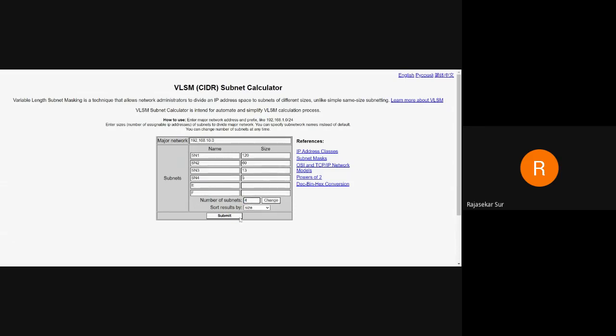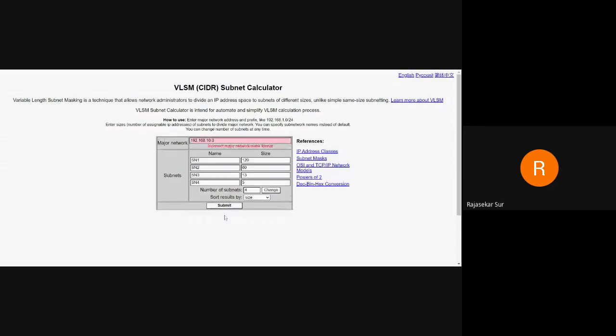Now I'm just giving submit. If I submit, they will calculate and give me the answer. Okay, there is something wrong. What is that? The network is 192.168.10.0/24. Now I click submit. Now you can see again, incorrect network. Oh, sorry, I put a comma here. It's not a comma, it is a dot. Now you see the answer is coming.